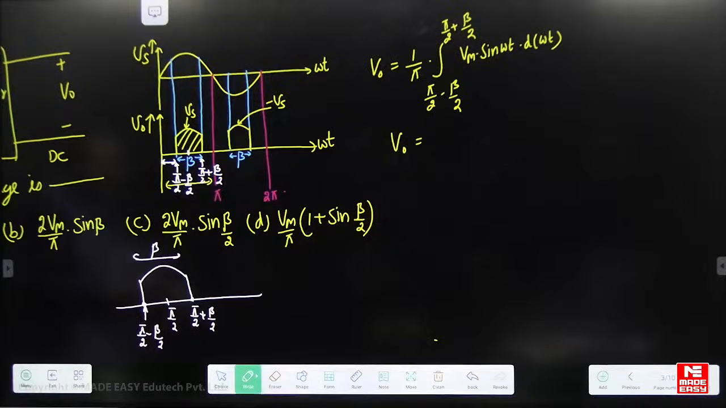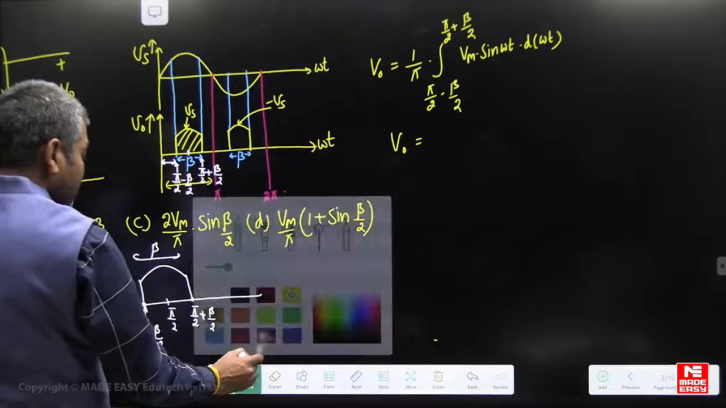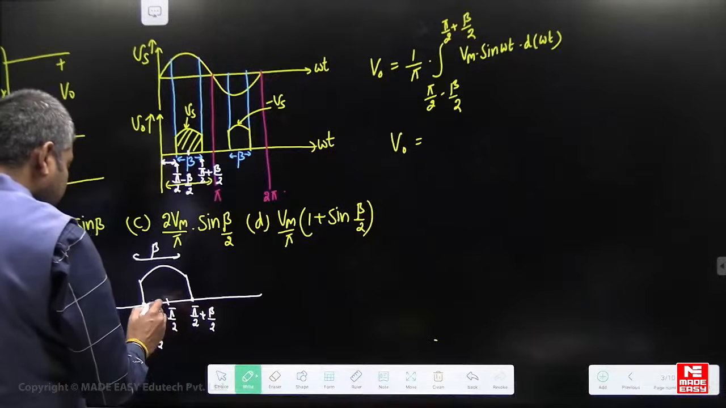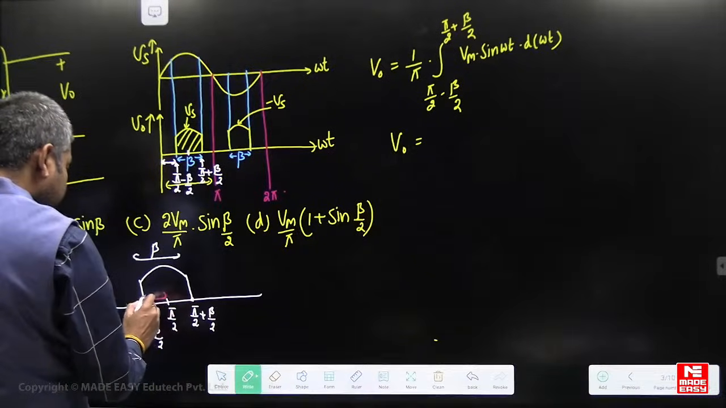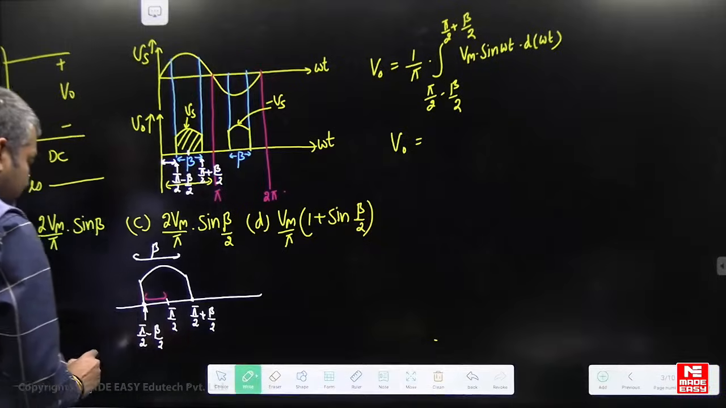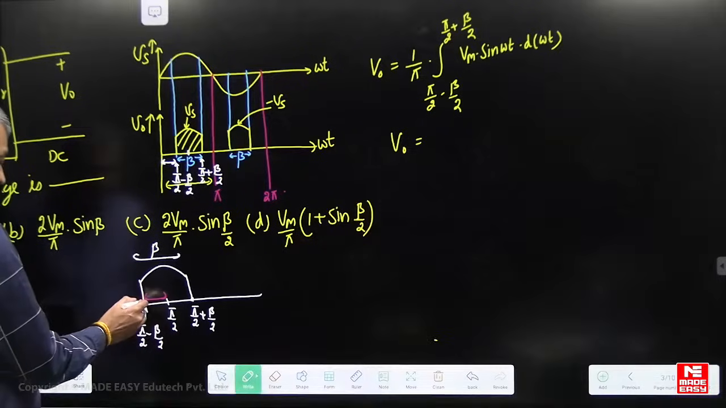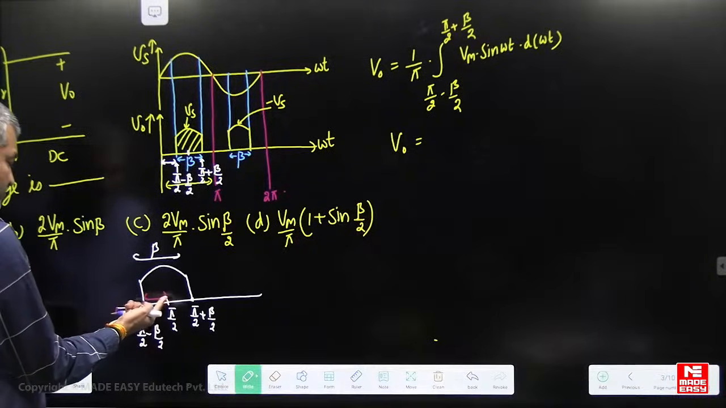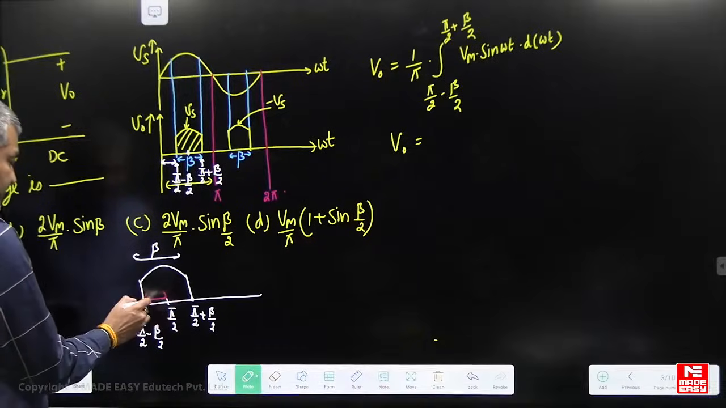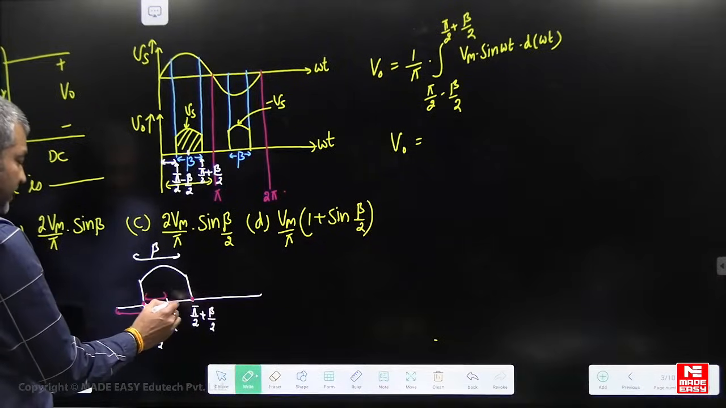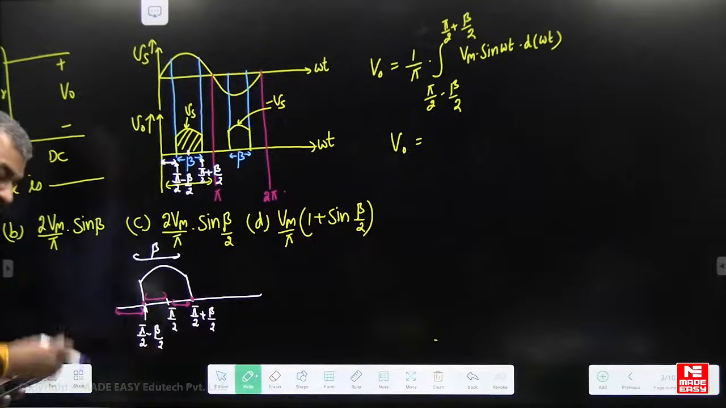You have to understand these limits. See here, this is beta by 2. So from here, what is this length? This length is the lower limit. This is pi by 2, this length is pi by 2 minus beta by 2. This angle, how do you get? Pi by 2 plus beta by 2.